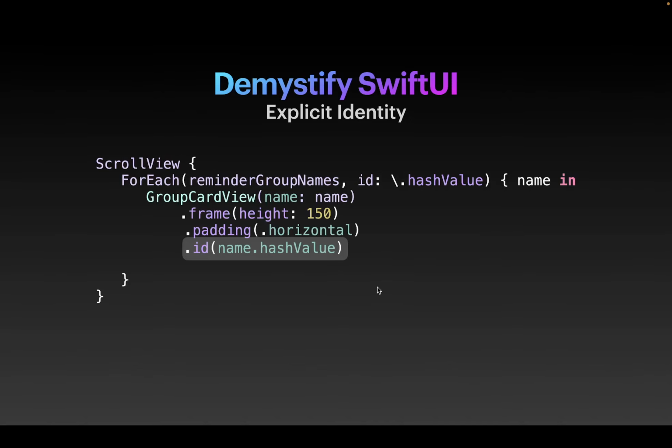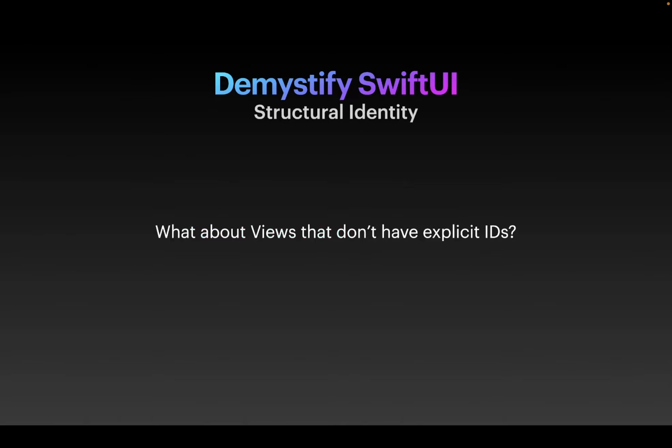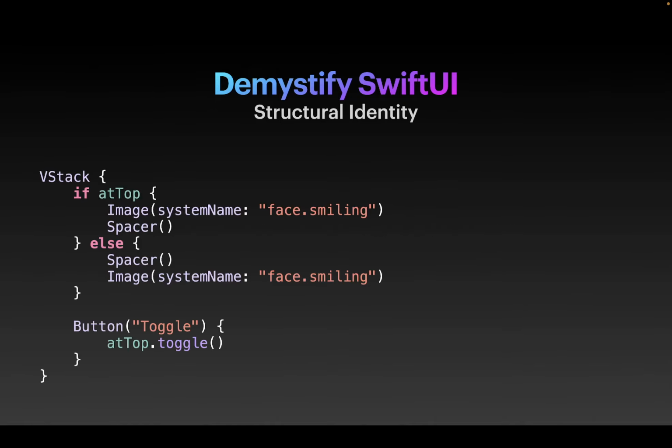Is that clear for the syntax? Now, what about views that don't have explicit IDs? You have been programming views, doing lots of UI work, and usually you don't provide the ID for the view, right? At least you don't explicitly provide it. In this case, SwiftUI tries to provide some default ID for you, and every view in SwiftUI has an ID.